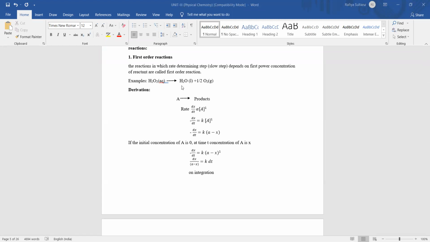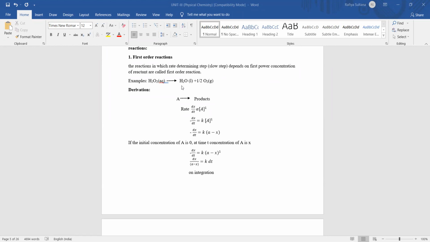First order reaction means if the order of the reaction is 1, that is a first order reaction. First means 1. Order means you know the definition of order, we have just seen it. If the order of the reaction is 1, then that is a first order reaction.